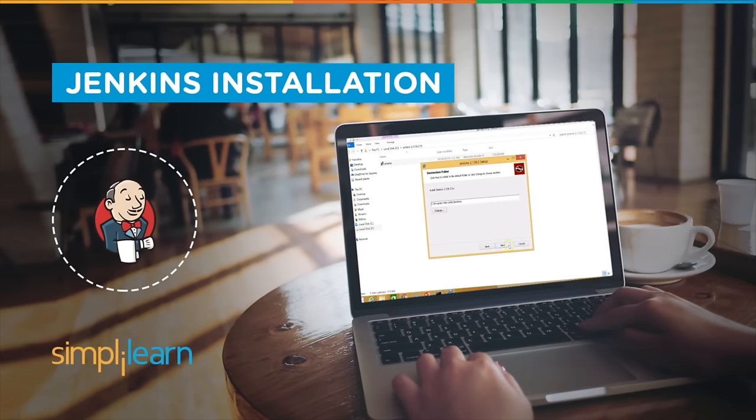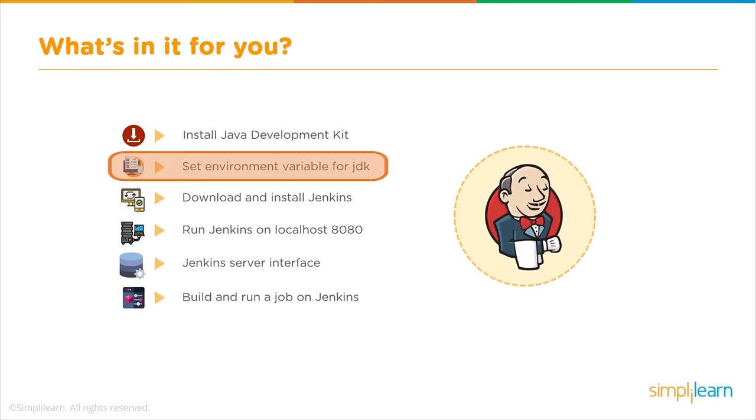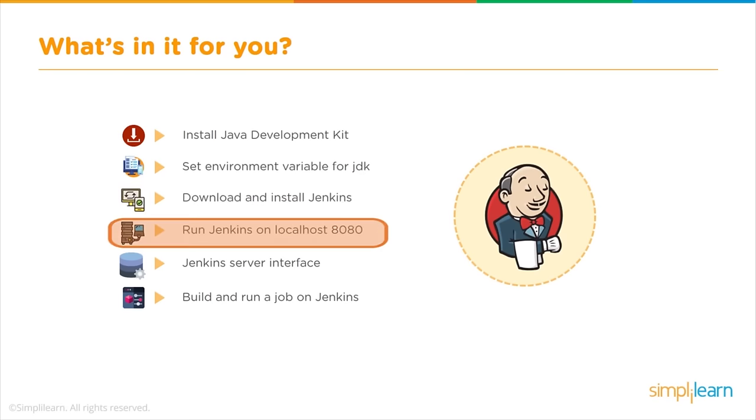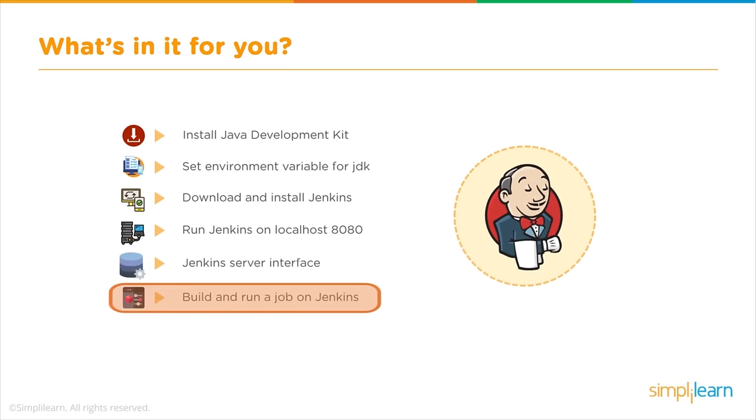Today, we'll see how to install a very popular continuous integration tool called Jenkins on Windows. First, we'll see how to install Java Development Kit. JDK is one of the prerequisites you need in order to run Jenkins. Then, we'll set up the JDK path in the environment variable. After that, we'll see how to download and install Jenkins on Windows. Once that's complete, we'll run Jenkins on localhost 8080, which is the default port for running Jenkins. Then we'll have a glance at the Jenkins server interface and look at some of the features present on Jenkins. Finally, we'll learn how to build and run a job on Jenkins.